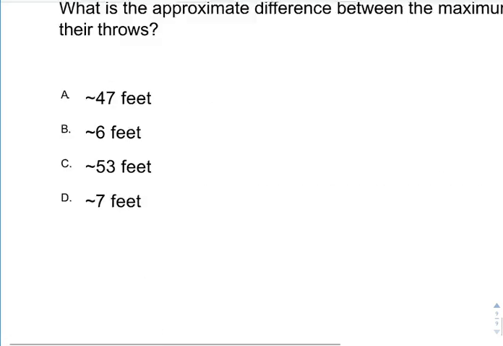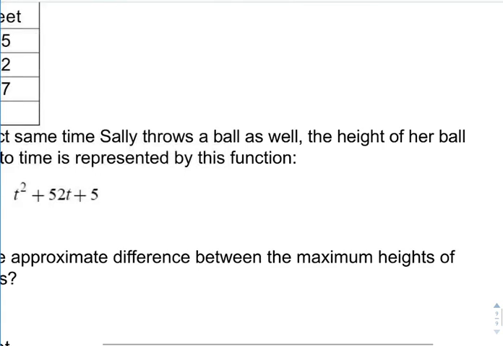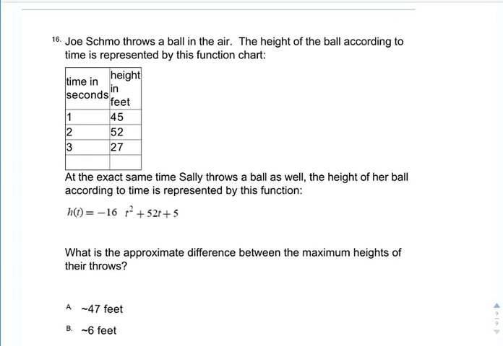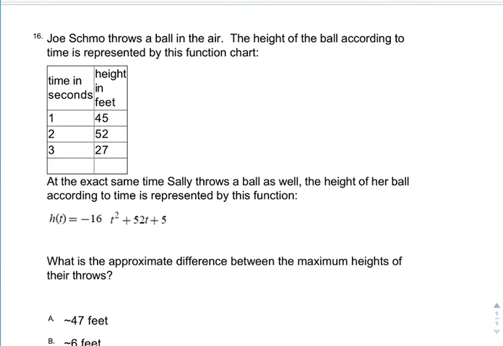All right. I think this is the last question. It sure is. Joe Schmo throws a ball in the air. The height of the ball, according to time, is represented by this chart. At the exact time Sally throws a ball as well, the height of her ball is given like this. What is the approximate difference between the maximum height of their throw?